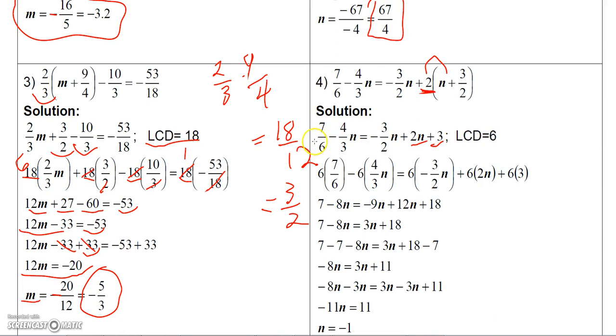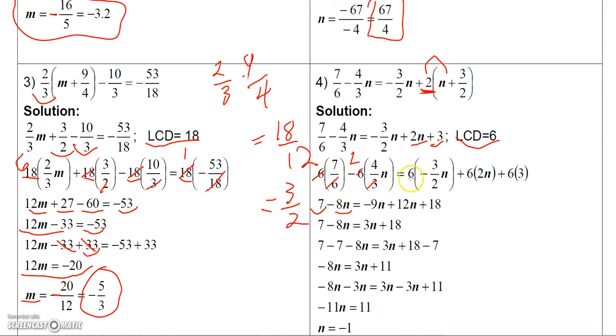Okay, now I've got 6, 3, and 2 as my denominators. So my lowest common denominator here would be 6. So I'm going to multiply every term by 6. I'm going to take the 7 over 6 times 6. And the 6 will just cancel because 6 over 6 is 1, so that'll just leave me with 7. And then if I multiply this by 6, 3 goes into 6 twice. But since I have a minus, that's going to be minus 2 times 4, so that's minus 8 times n, so minus 8n.